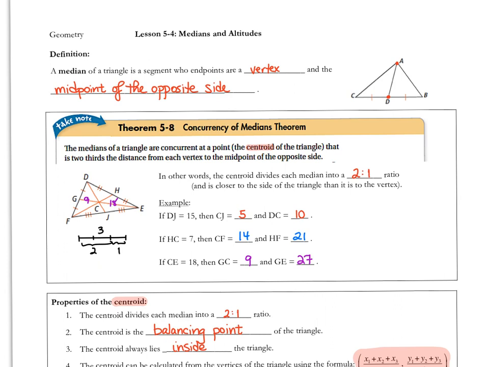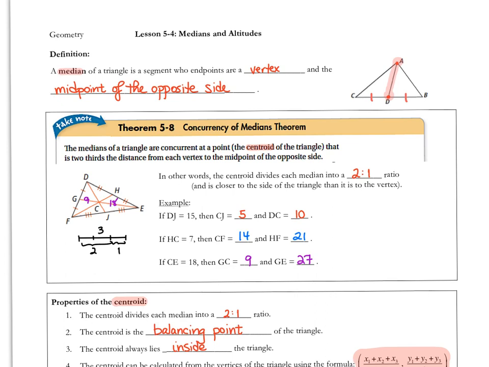A median of a triangle is a segment whose endpoints are a vertex of the triangle and the midpoint of the opposite side. So see how those markings are showing you on the picture that it's hitting a midpoint at D. The segment that you draw from point A to that midpoint, from the vertex to that midpoint, is called a median. Now you could do that on all three sides.